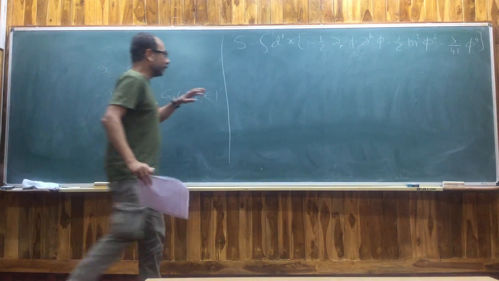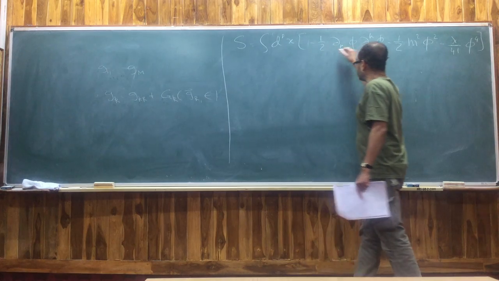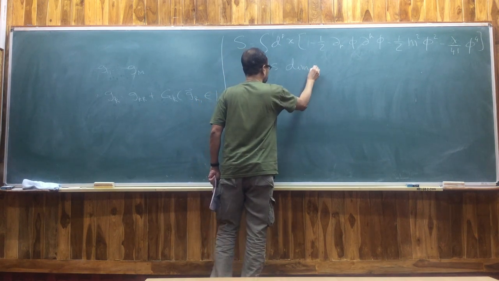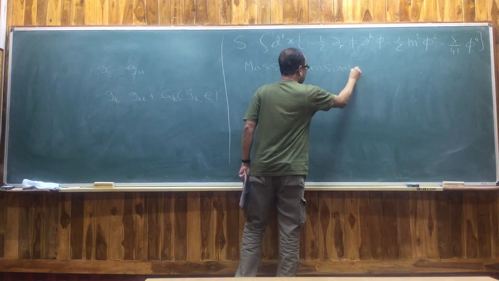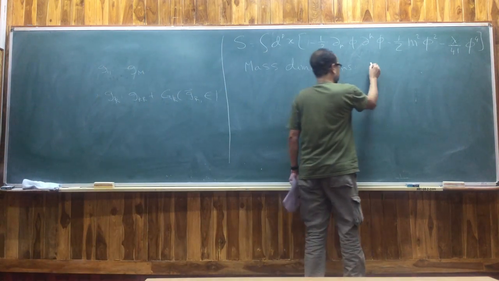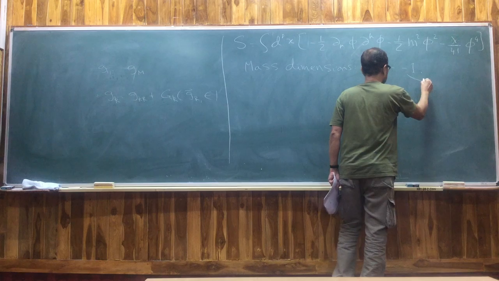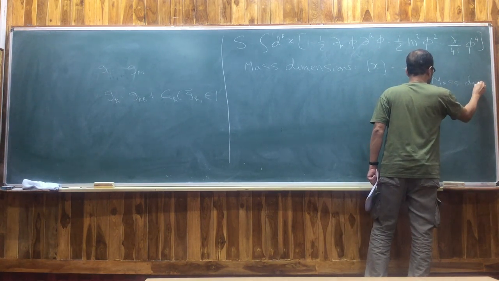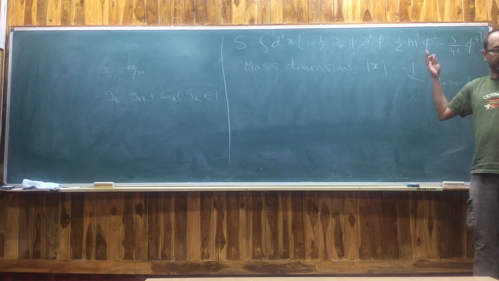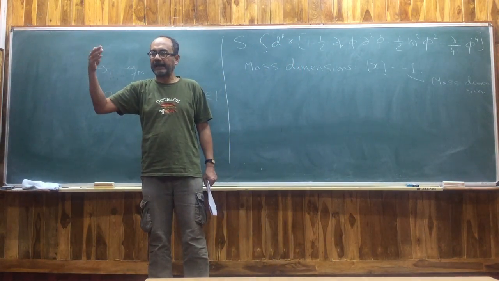So now, before we go on, let's do some dimension analysis because it will be a little useful. In D dimensions, let's try to calculate the mass dimension of phi. In the units where we have set h bar and c equal to 1, x, which has the dimension of length, has mass dimension minus 1. Length has mass dimension minus 1. The action, of course, has to have mass dimension 0, because it appears as e to the iS.